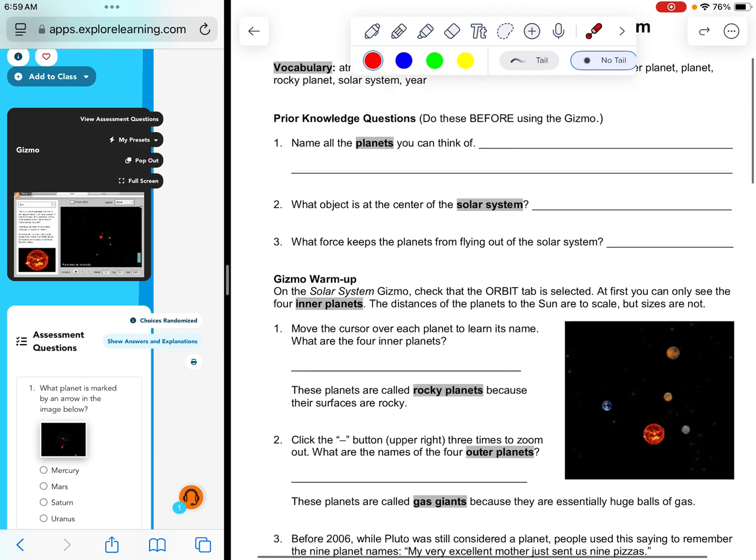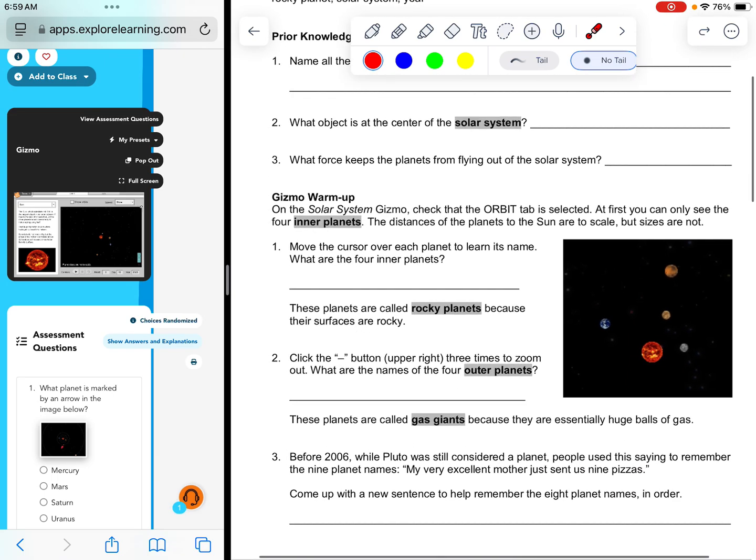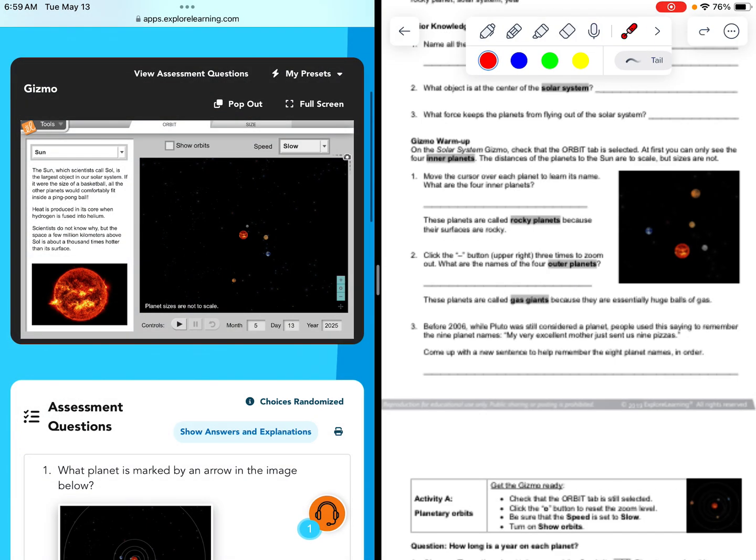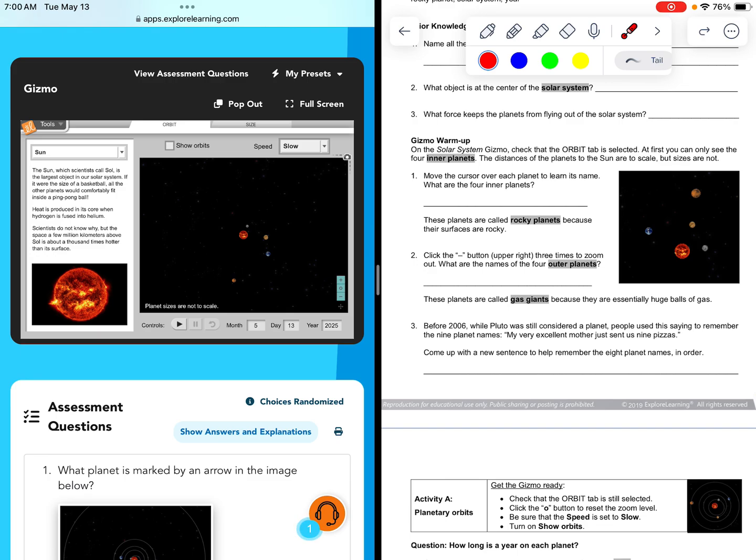It says, on the solar system Gizmo, check that the orbit tab is selected. At first, you can see only the 4 inner planets. The distances of the planets to the sun are to scale, but the sizes are not. So I'm going to slide my iPad split here over a little bit. You need to make sure that the orbit tab is selected, and I have done that on my Gizmo. It's on the top there.